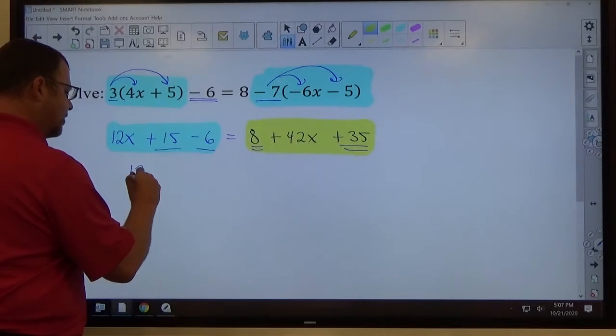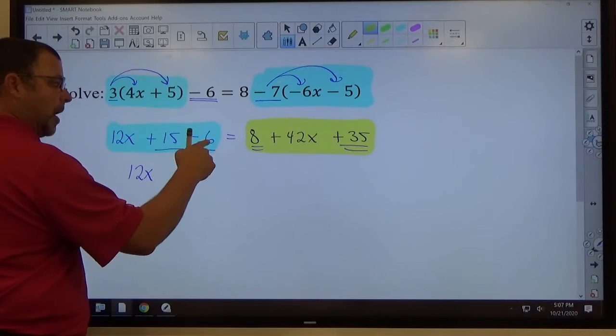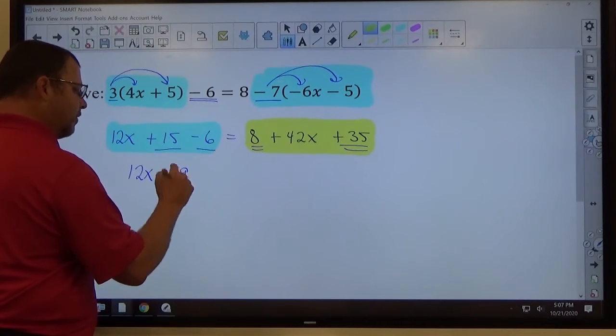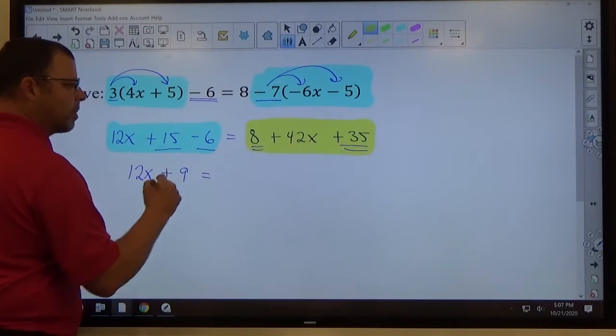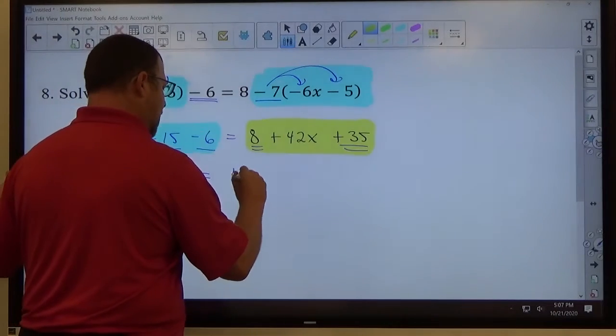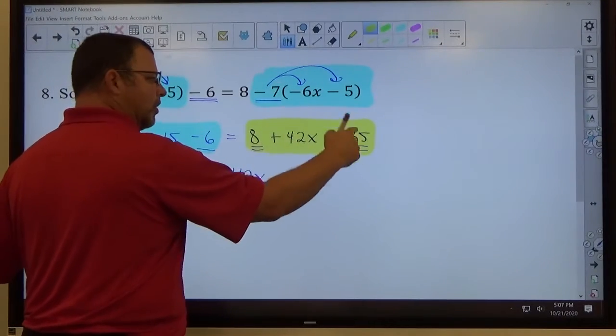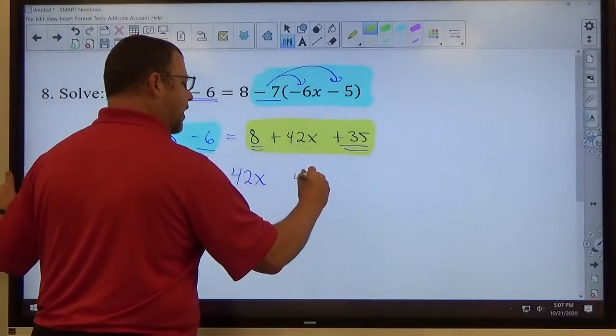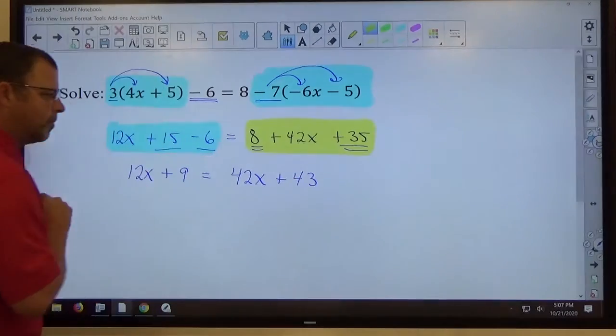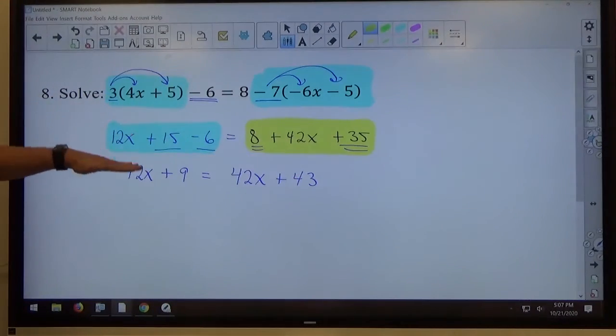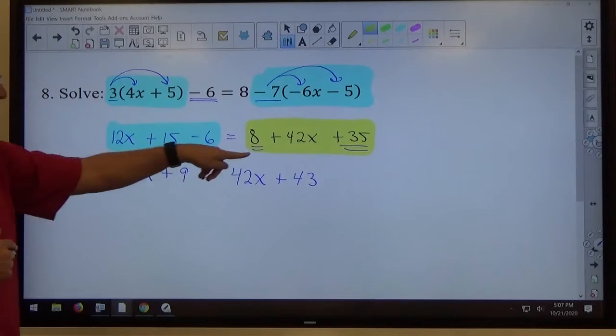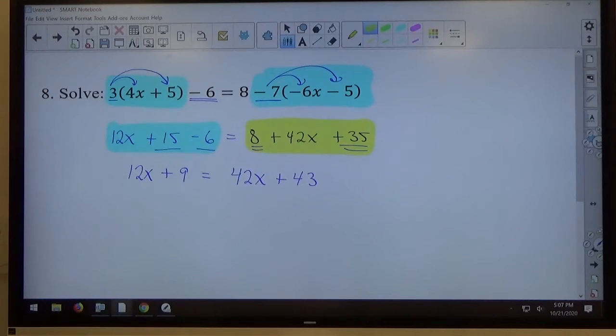So 12x has no like terms. 15 minus 6, the signs are different, so I subtract. 15 is bigger, so it's positive. 42x, nothing's happening to it, so I write it down. 8 plus 35, they're both positive, so I add. 35 is bigger, so it's positive. And again, my problem gets down to this point where I have x number. Every one of these equations gets down to this level.